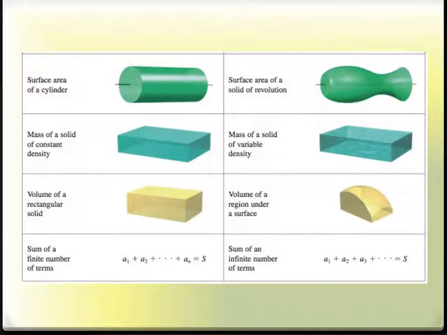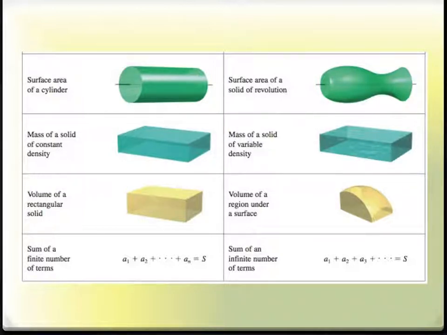So surface area of a cylinder on the left. With calculus, you can actually find a solid of revolution, so it's a variable type shape. The mass of a solid of constant density on the left, a solid of variable density on the right, the volume of a rectangular solid on the left, the volume of this region under the surface on the right, a random region. The last part here is Calc 3, which I taught last semester.